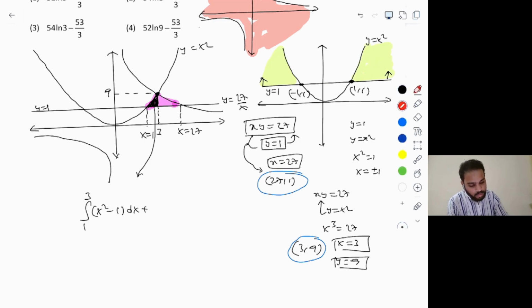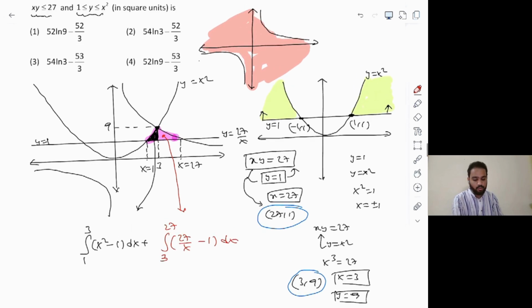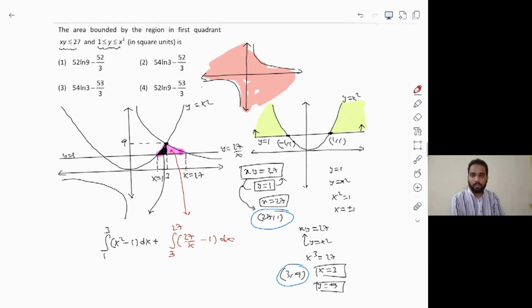Now, what about the second region here? This region, the right side one, and that is from 3 to 27, right? So integral 3 to 27. And in this case, the upper curve is the hyperbola, which is 27 by x, minus the lower curve, once again the straight line, minus 1, dx. Now you know what to do. You just integrate it and properly substitute the limits to get the final answer.